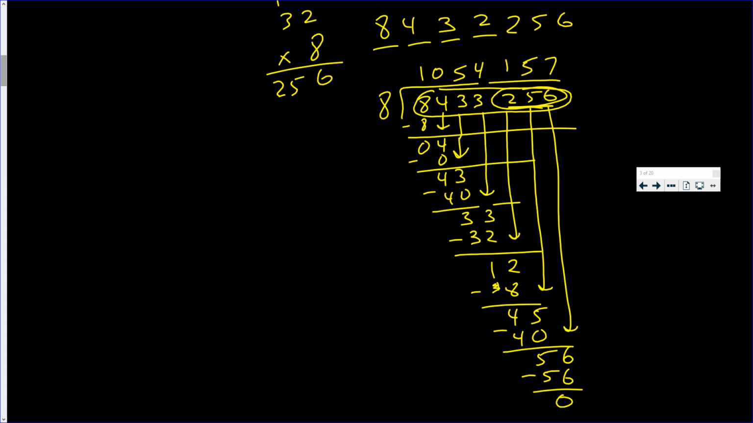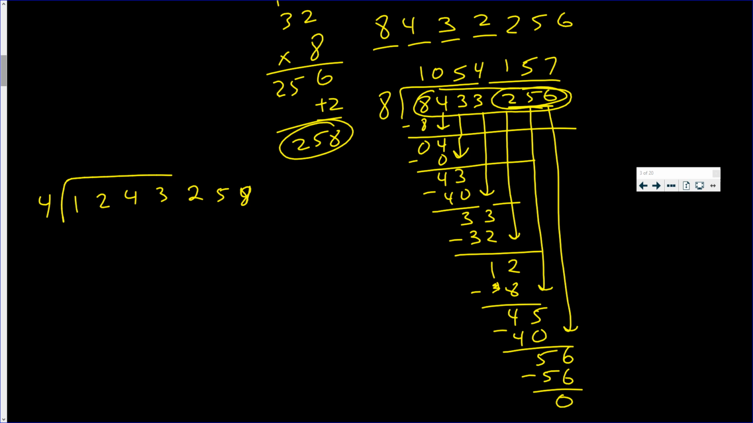If I added 2 to this number, 258, well then 8 doesn't go in there. So if I take any number, 1, 2, 4, 3, 2, 5, 8, that's not an 8. 4 will not go into this number because 4 does not go into the last 2 digits. I'd have to add 8 or 16 or 24 for 8 to go into this sum.